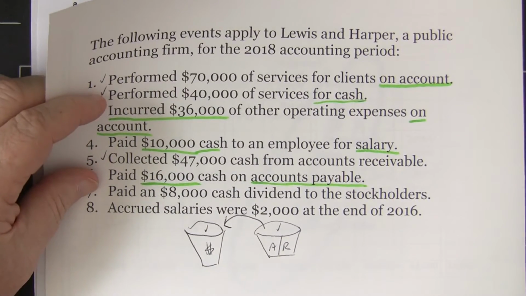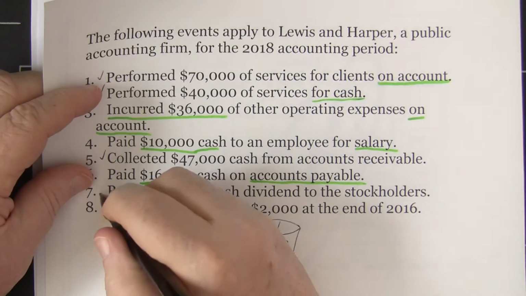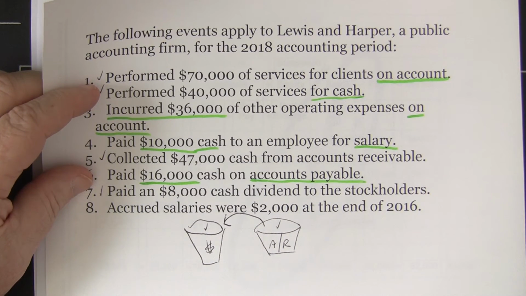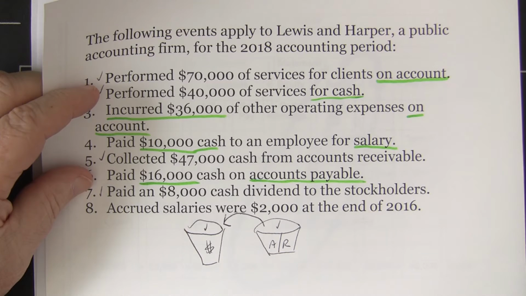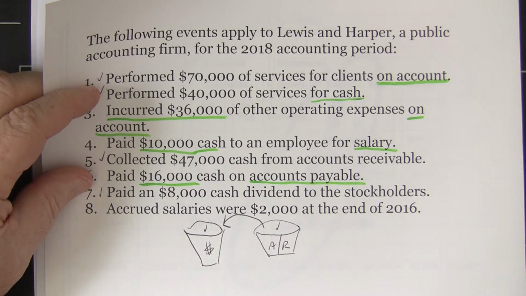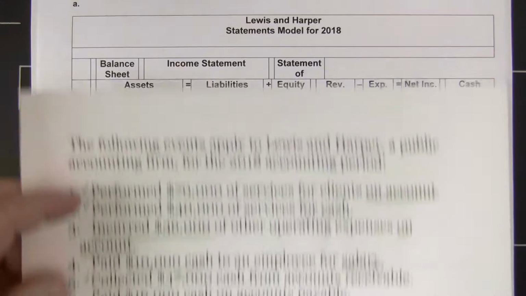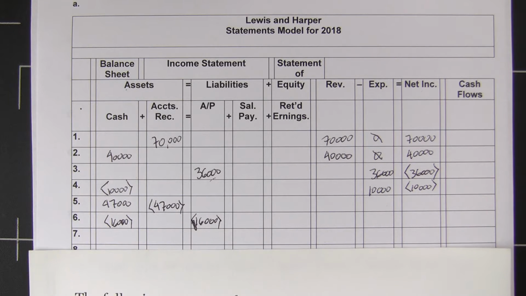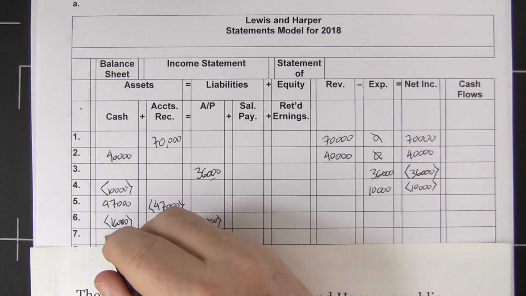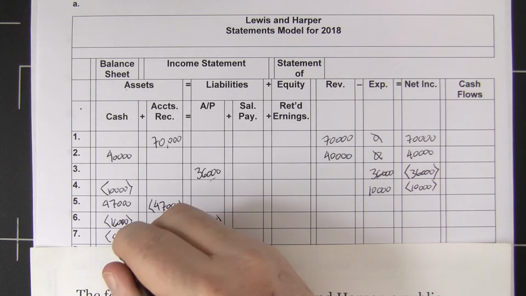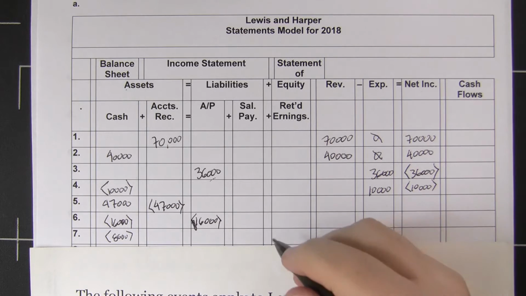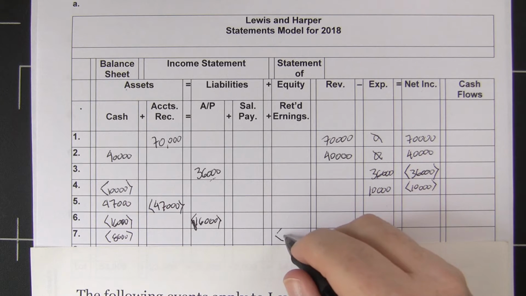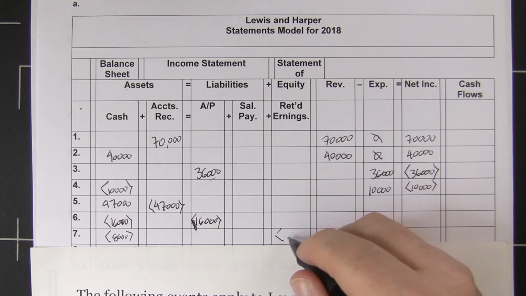Okay, next one, paid $8,000 in cash dividend. Dividend, it's when you give money back to your owners. It comes out of retained earnings. You're giving it back to them, okay? So that's $8,000 coming out of retained earnings. So that's $8,000 in cash, and that's $8,000 in retained earnings.